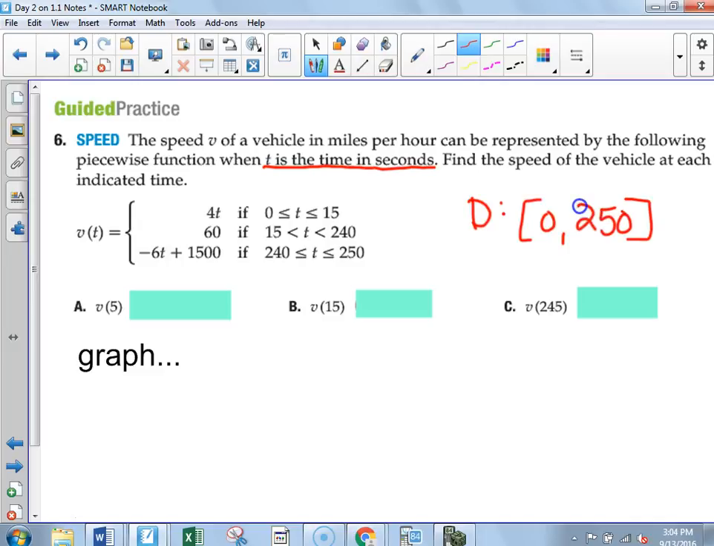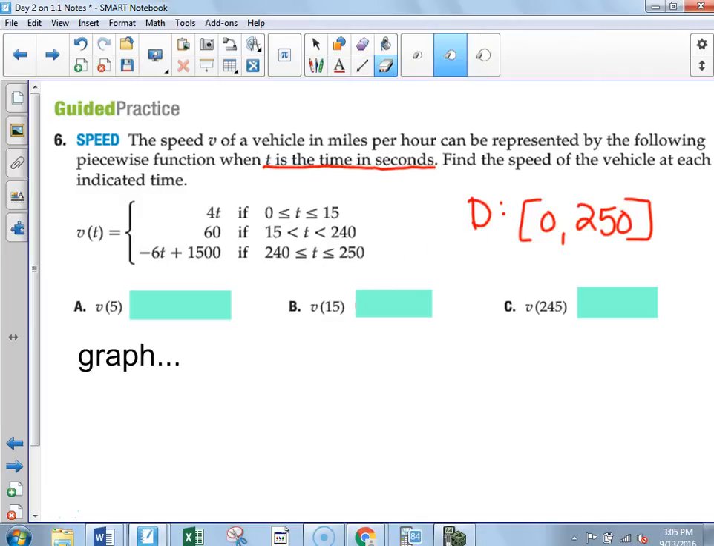Everybody okay? 0 to 250? Because it went 0 to 15, 15 to 240, 240 to 250, yes? And the 240 was included in this one, and the 15 was included in this one. We okay? We're going to eventually have to talk about whether this is a continuous function or not. Wouldn't it be infinity because it's just greater than 250? Nope, this says less. T is less than or equal to 250. Okay?